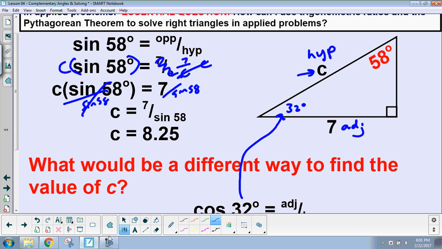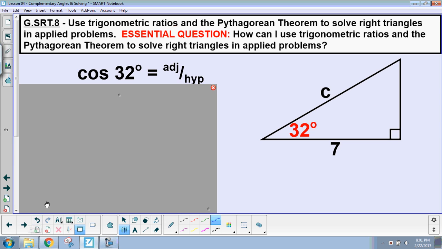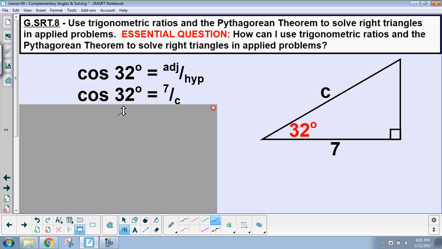Oh, here we go. Here's the answer. Solved, divide, boom, same thing. Okay?